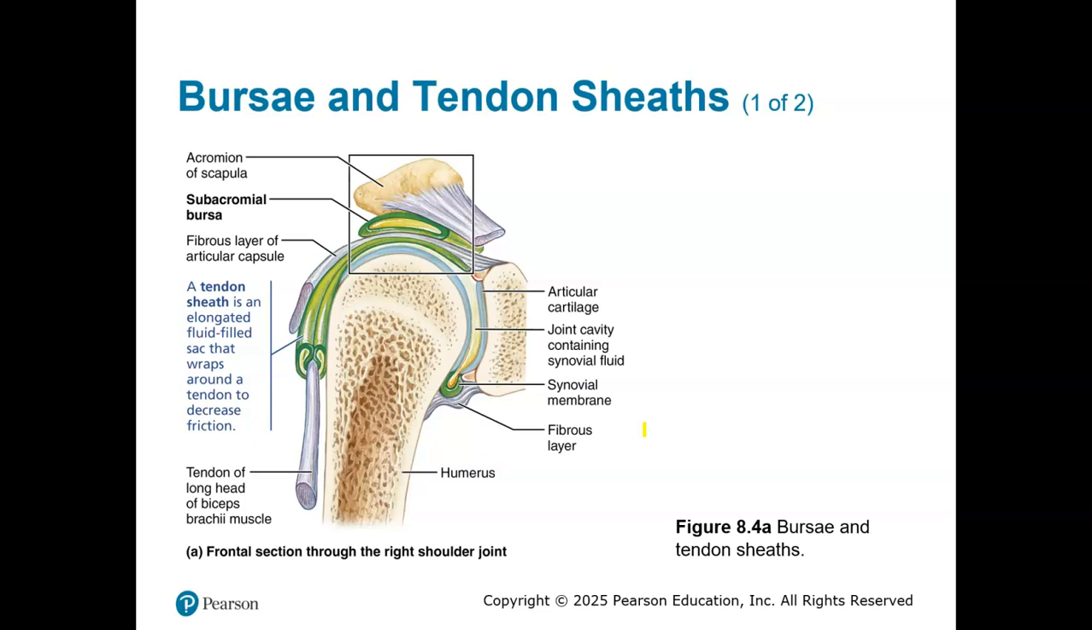This is the shoulder joint. You can see a bursa. This is called the subacromial bursa because it's below the acromion of the scapula. And you can see a tendon sheath wrapped around the tendon of the long head of the biceps brachii muscle. It's similar to a bursa, but it specifically wraps around a tendon.